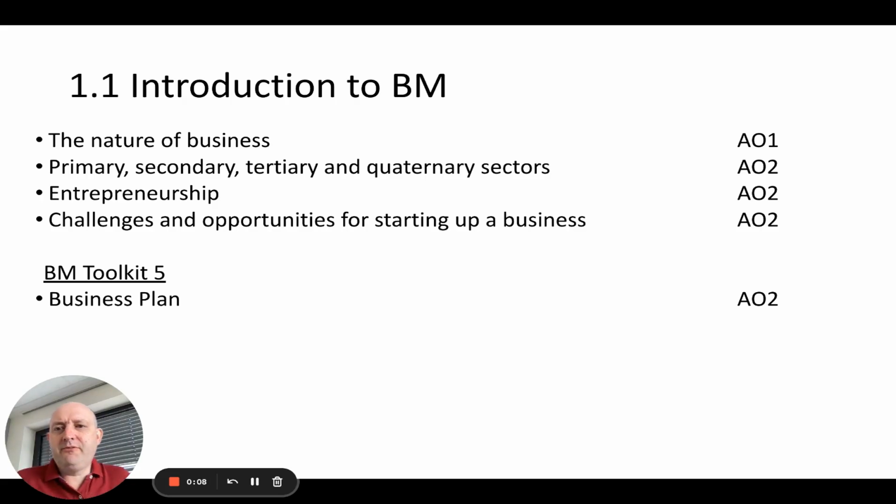So in this chapter we have 4 learning objectives. This is very much just a soft introduction to the course. We talk about what is a business, entrepreneurship, and things like that. We'll also be talking about the business plan, which is business management toolkit number 5, and we'll do that within the slides for this video.